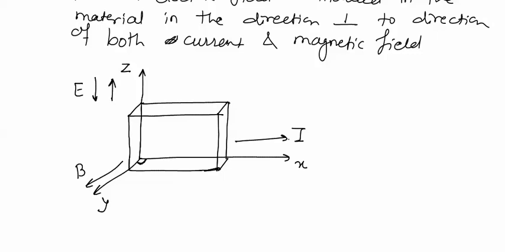So we can say that this current carrying material is placed in transverse magnetic field, and if this current carrying material is placed in transverse magnetic field, electric field will be induced in the direction perpendicular to both current and magnetic field. This is the statement of Hall effect. Now we will study exactly what is happening in the material so that electric field is induced in the material, and also we will see the application of Hall effect. Applications are important as far as examination point of view.